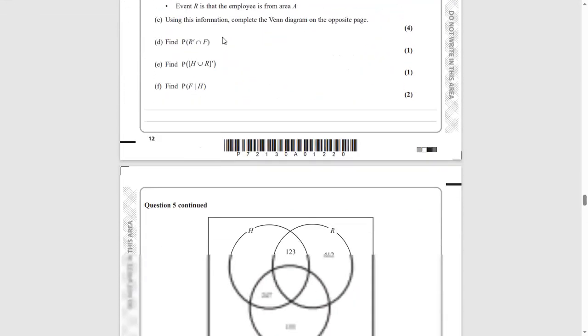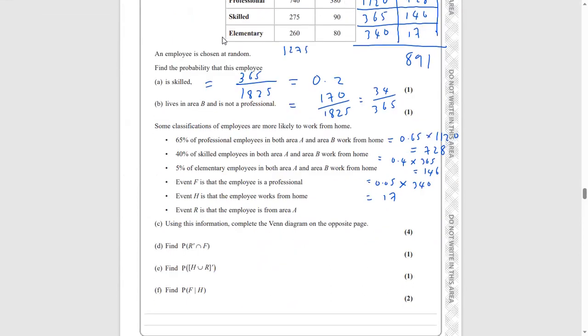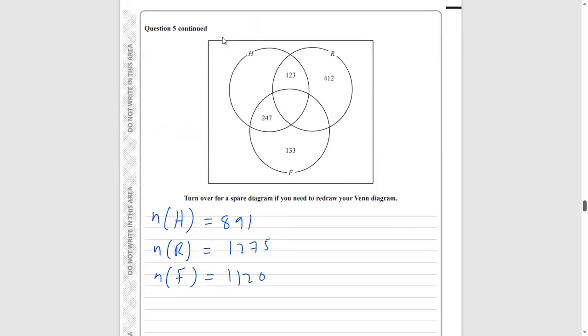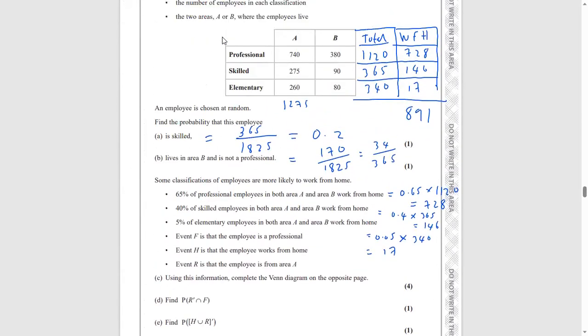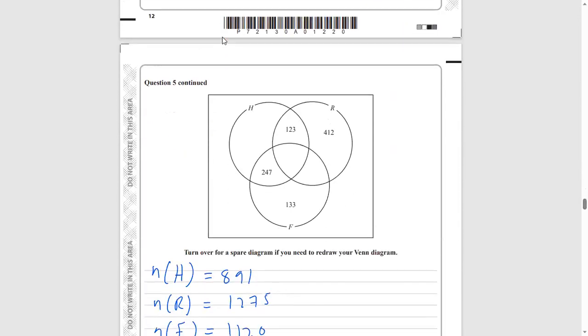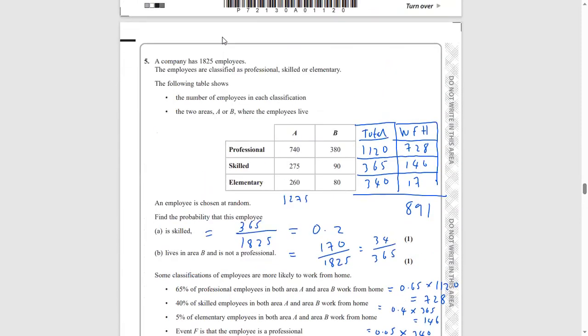Now then, let's start by thinking about how many people are not working from home, are not professional employees, and do not come from area A. So that's going to be everything on the outside of this shape. Actually, no, let's not do that for now. I think it's a better idea if we first work out how many employees work from home and are also from area A and also are professional. So to do that, we're going to use our table.